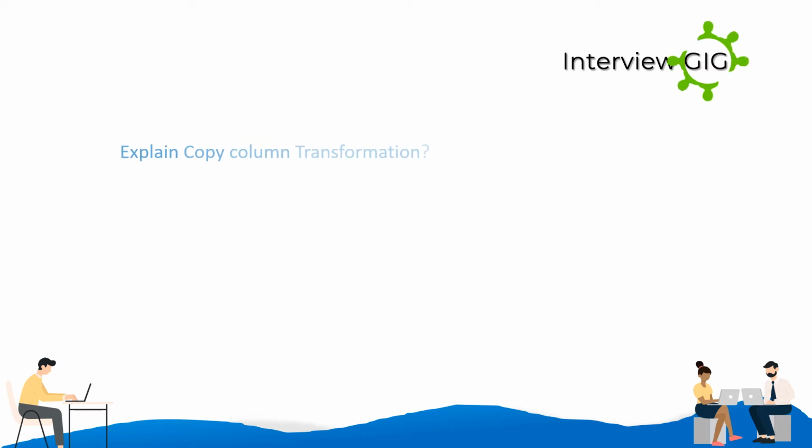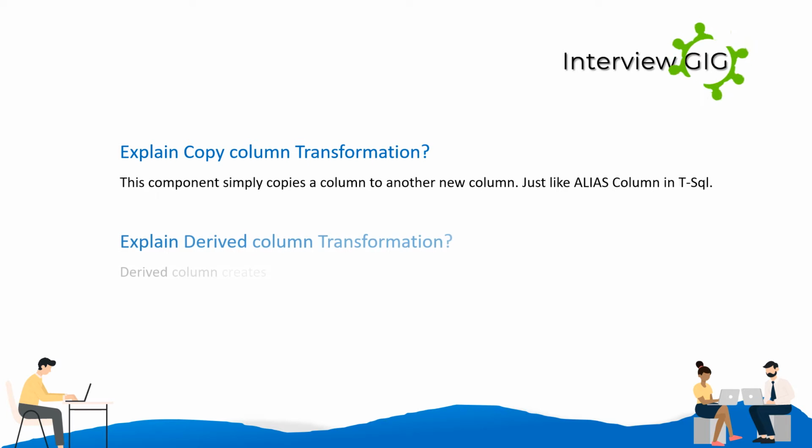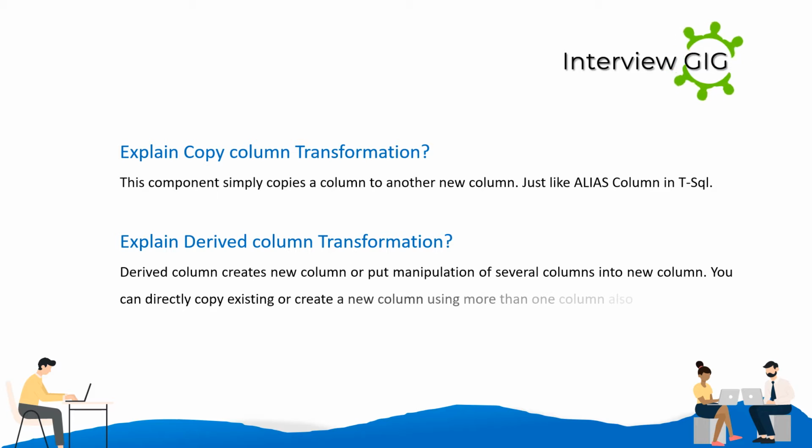Explain copy column transformation. This component simply copies a column to another new column, just like an alias column in T-SQL. Explain derived column transformation. Derived column creates a new column or puts the manipulation of several columns into a new column. You can directly copy an existing column or create a new column using more than one column also.